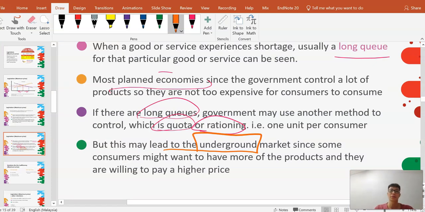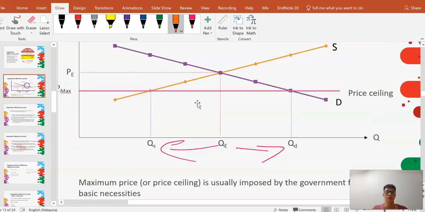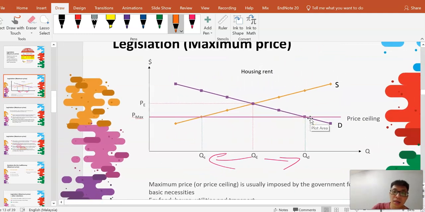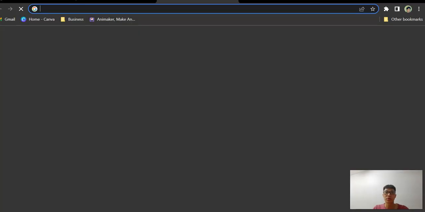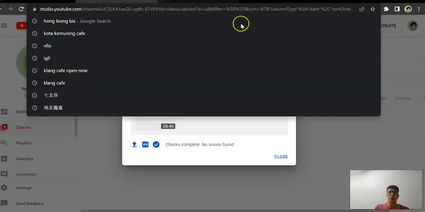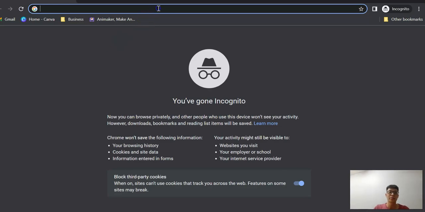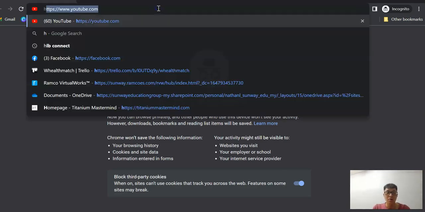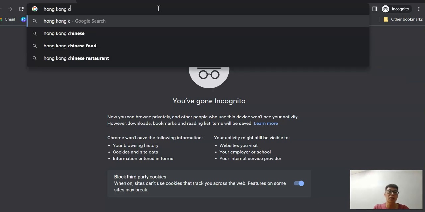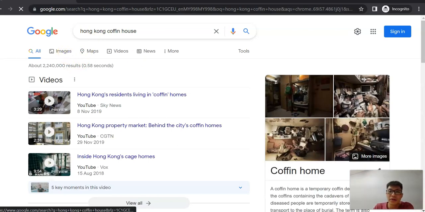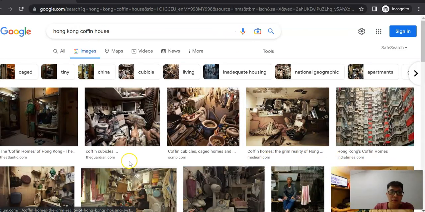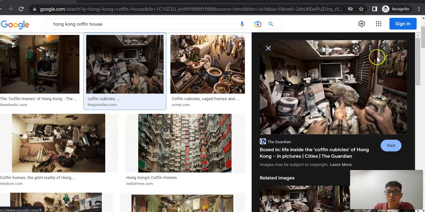In fact, don't think that housing doesn't have an illegal market, right? In Hong Kong, we have one known as the coffin house. Right, this is how they live. This is their entire room, their living room. They can only afford to rent this space.